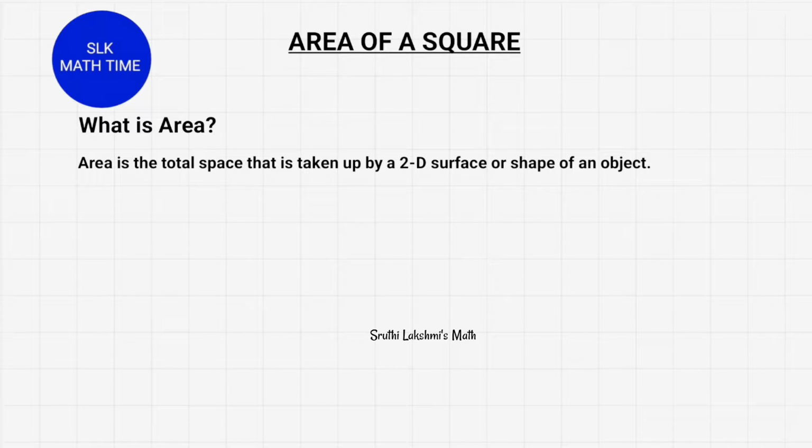Today we're going to see how to find the area of a square. First, let's see what is area. Area is the total amount of space that is taken up by a 2D surface or shape of an object, such as a tile, a wall, or a table. Now, let's see the uses of area.